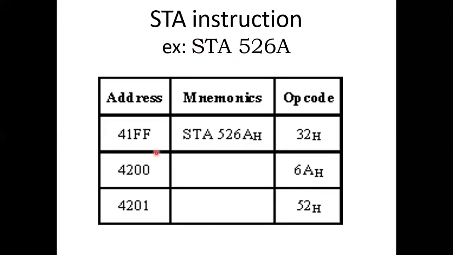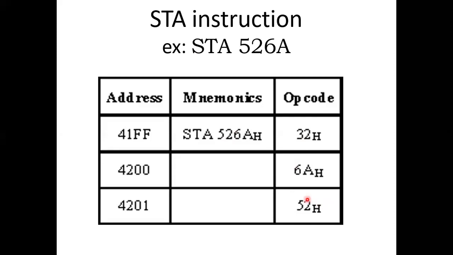First you have to write the opcode value of the 3-byte instruction. Sometimes they give the opcode in the problem; otherwise you can put some value for the opcode. For STA 526A, the opcode for STA will be 32. Then the remaining value 526A you have to write in reverse in the 8085: first 6A, then 52. So this is the concept.